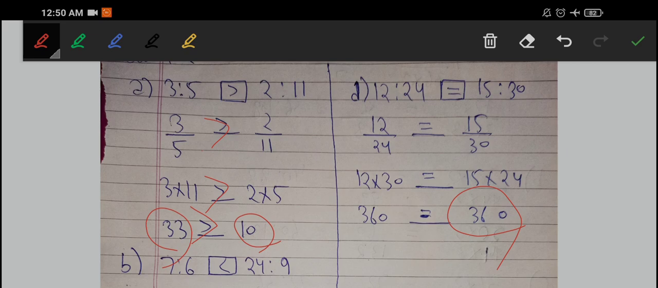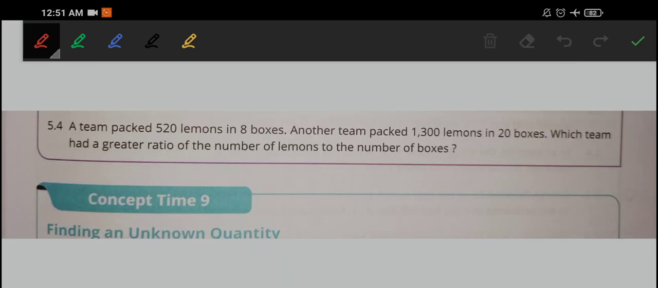Okay, now children, we know that 360 and 360 are exactly equal to each other, so we'll write equal to sign in all the blanks. Okay, so this is the final answer. Students, I have taken another question, that is 5.4. So let's discuss the question.